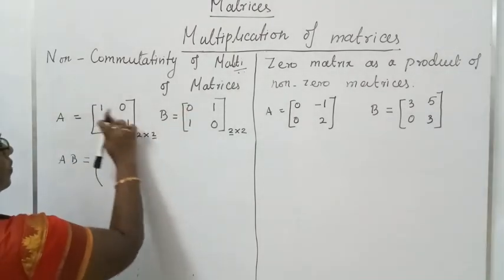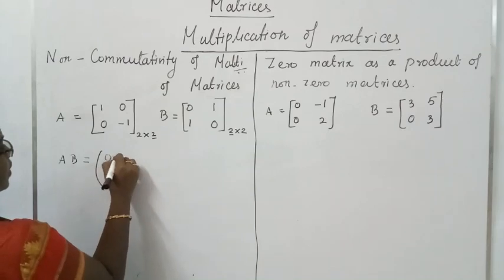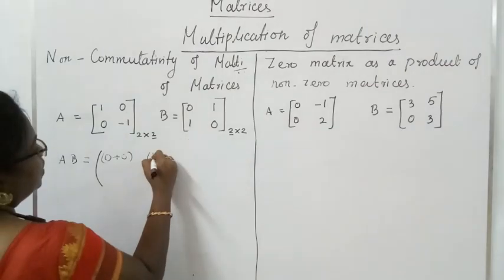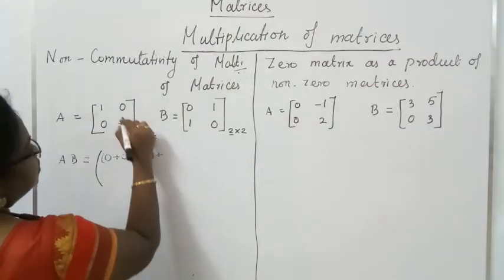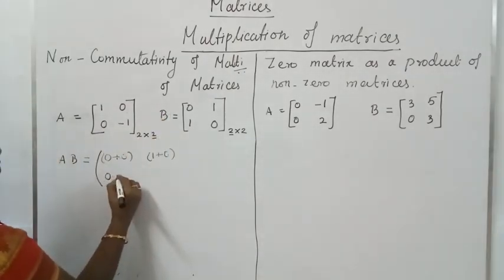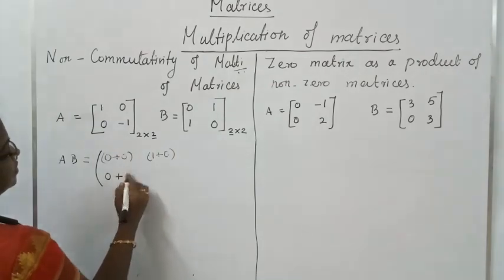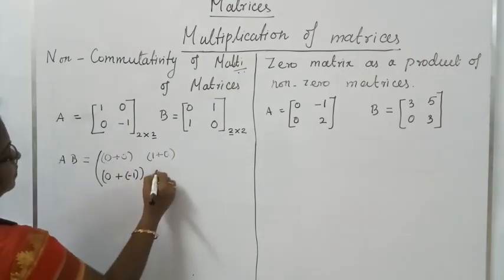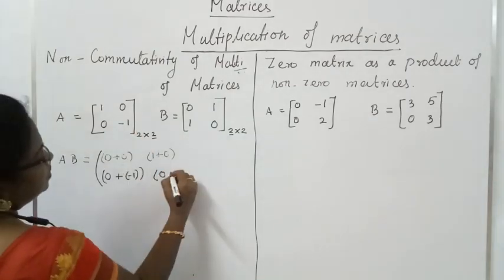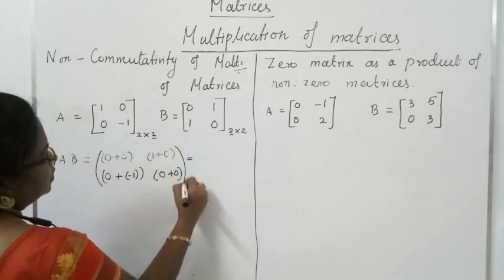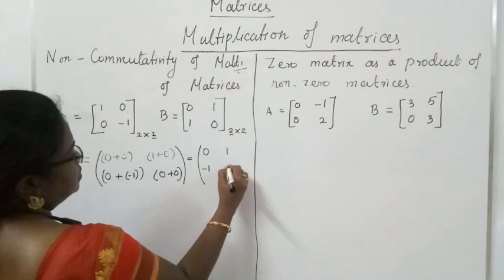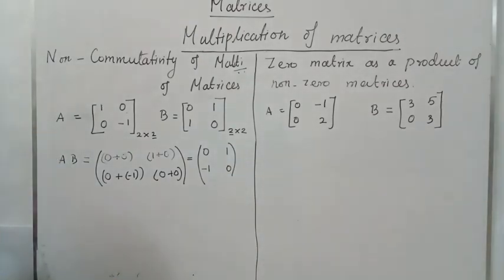First row with first column, 1 into 0, 0, plus 0 into 1, 0. Now here, 1 into 1, 1, plus 0 into 0, 0. Now here, 0 into 0, 0, plus minus 1 into 1, it is minus 1. Now here, 0 into 1, 0, minus 1 into 0, 0. So this is equal to 0, 1, minus 1, 0. This is what I have got for A into B.